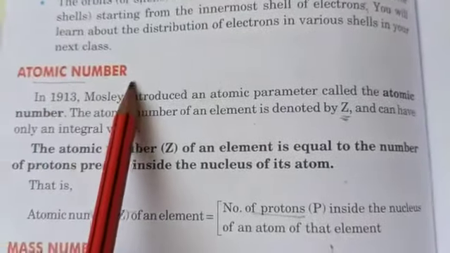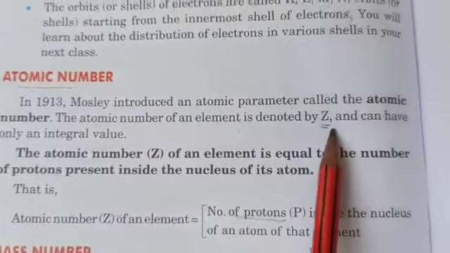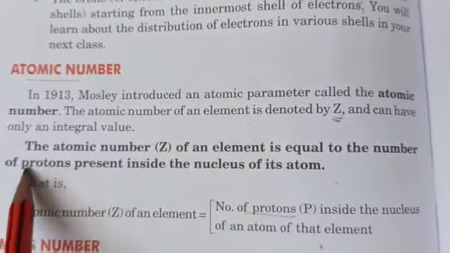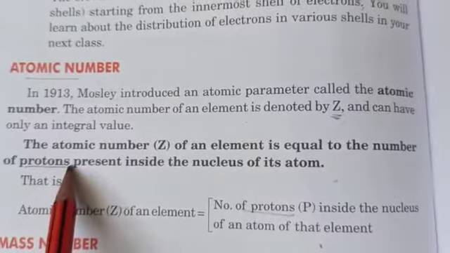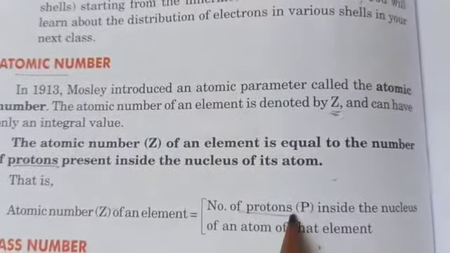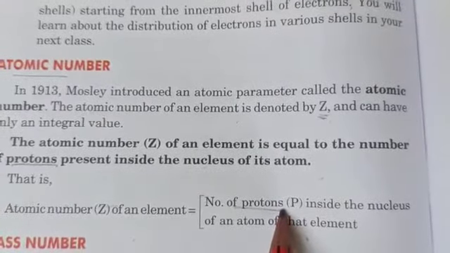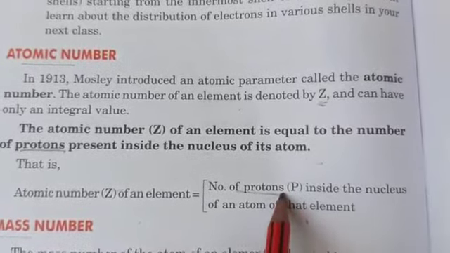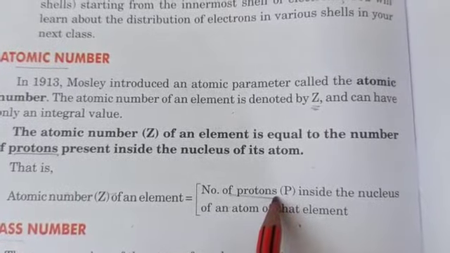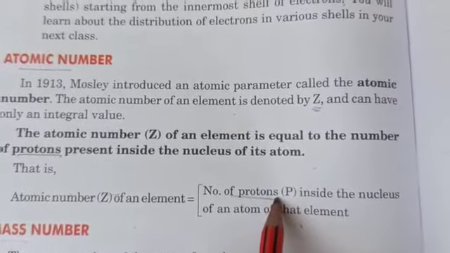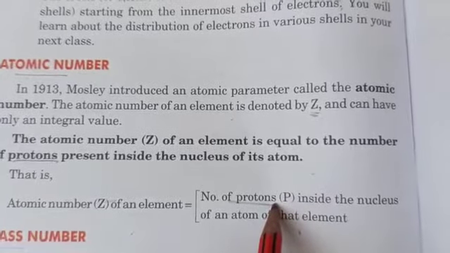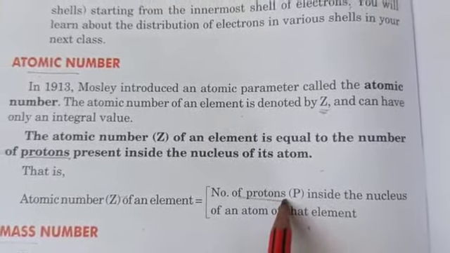Next topic is atomic number. It is denoted by Z. It is equal to number of protons present inside the nucleus. Okay, so atomic number is equal to number of protons present inside the nucleus. But we know that number of protons are equal to number of electrons. So atomic number is also equal to number of electrons present outside the nucleus.